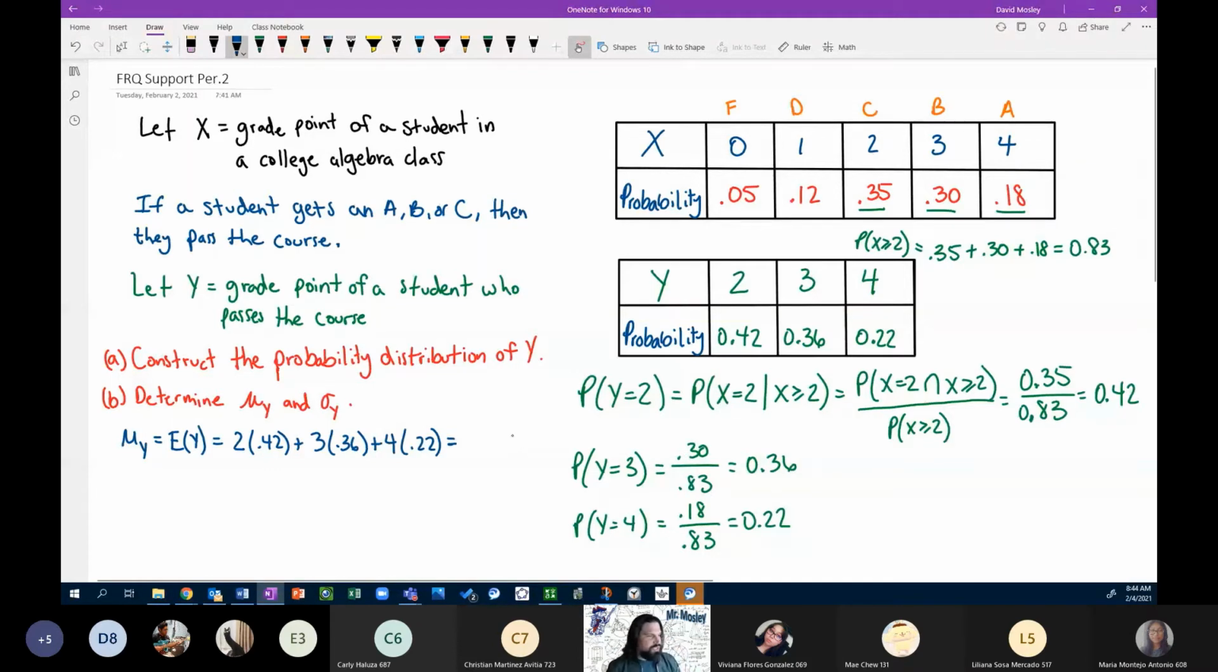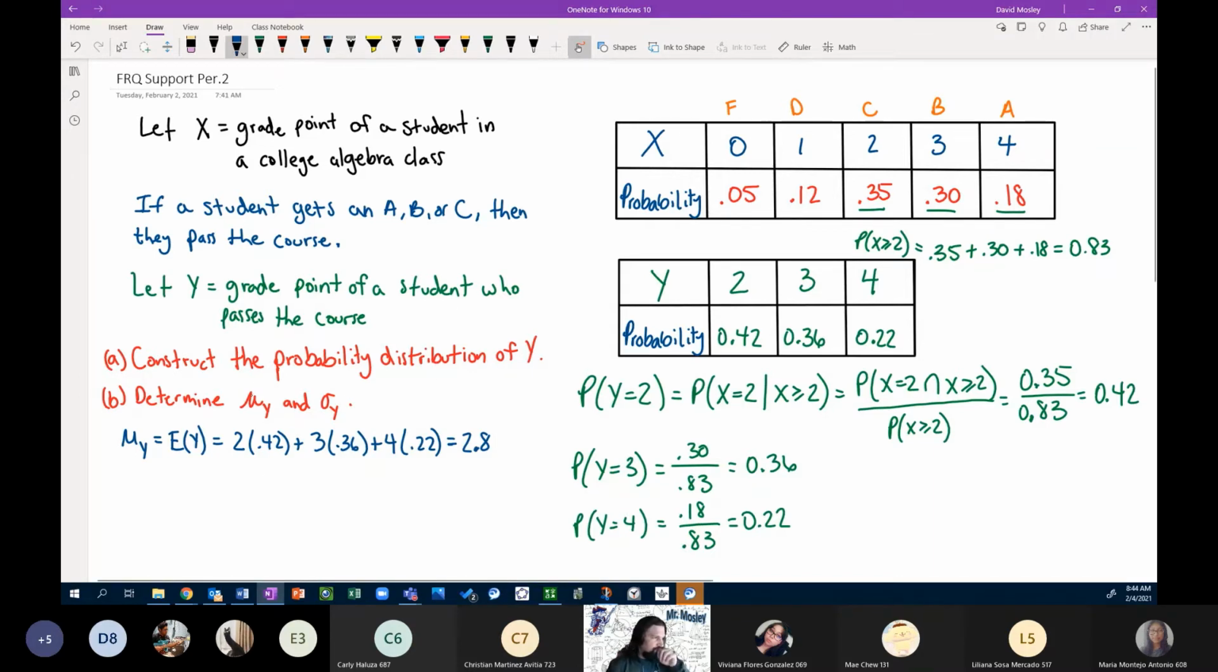Right, so when we do that, we get 2.8. So that means essentially the expected grade for a student taking this college algebra class, over time. As we have many students taking the course, we would expect the average grade to be about 2.8, which is probably like a B- or a high C+.